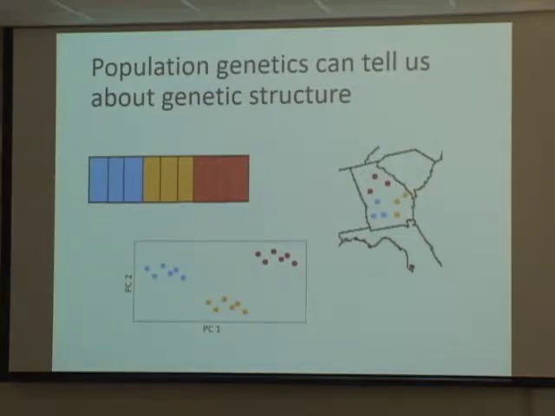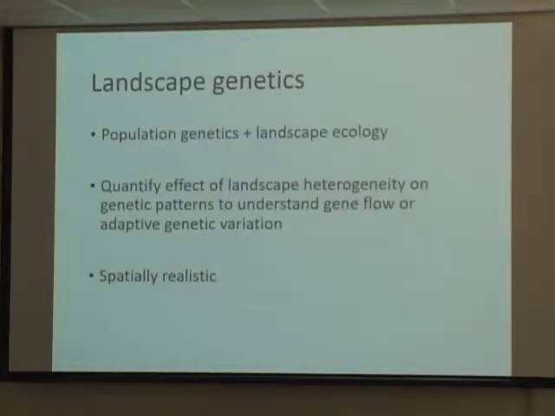But often population genetic studies don't use geographic information or use information about the landscape in a really substantial and rigorous way. But in order to answer my question about which landscape features are facilitating spread, I really need detailed information about the geography of these populations. Landscape genetics is a field that has been developed to provide this information and to bring together population genetics and landscape ecology. Landscape genetics quantifies the effect of landscape heterogeneity on genetic patterns to understand gene flow or adaptive genetic variation. Microevolutionary processes and landscape heterogeneity are quantified, and relationships between the two are explicitly tested.